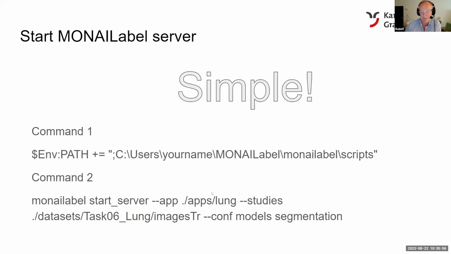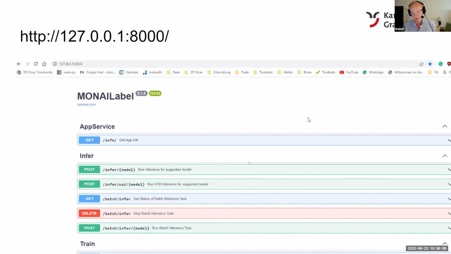There are some steps to follow, but starting the MONAI Label server is rather simple. You only need 2 commands from the command line, and then you have it up and running on your own server. You can access all the necessary functions from the web browser on your own computer if you have this URL available and paste it into the browser.